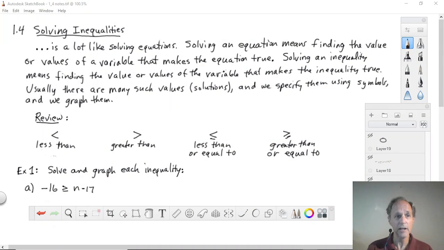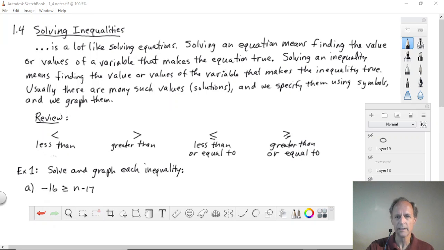Okay, so solving inequalities is a lot like solving equations. Solving an equation means finding the value or values of a variable that make the equation true. Solving an inequality means finding the value or values of the variable that makes the inequality true. Usually there are many such values, and we specify them using symbols, and we often graph them.